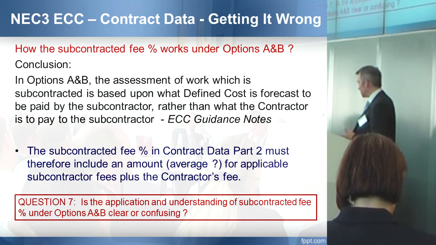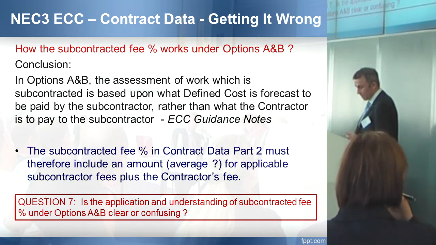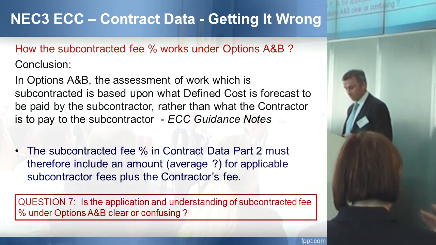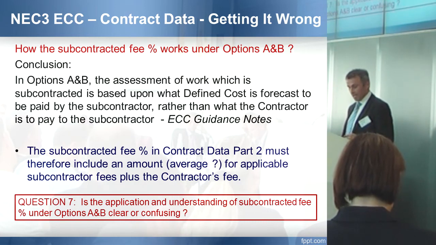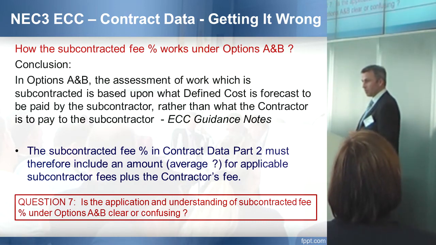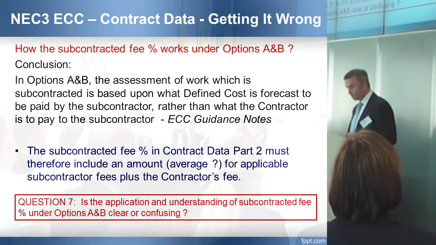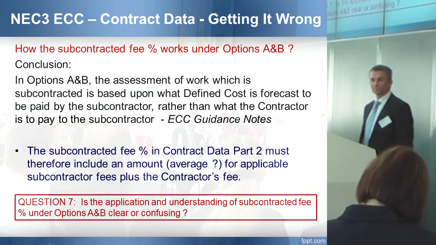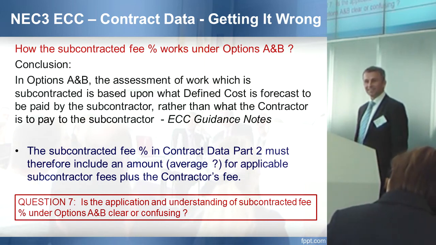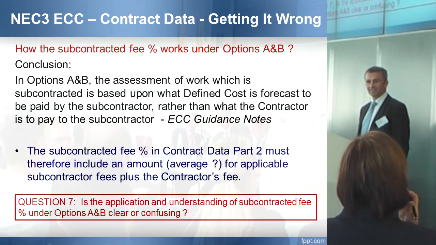Okay, question 7. Is the application and understanding of subcontracted fee under options A and B clear or confusing? Okay. I'll just add a little bit to that, which is it confusing or clear with or without using the guidance notes? Because the guidance notes are not a contractual document. And a lot of the explanation and the reasoning that you've got, the answer you got to, was through heavy reliance on the guidance note, not the words of the contract.